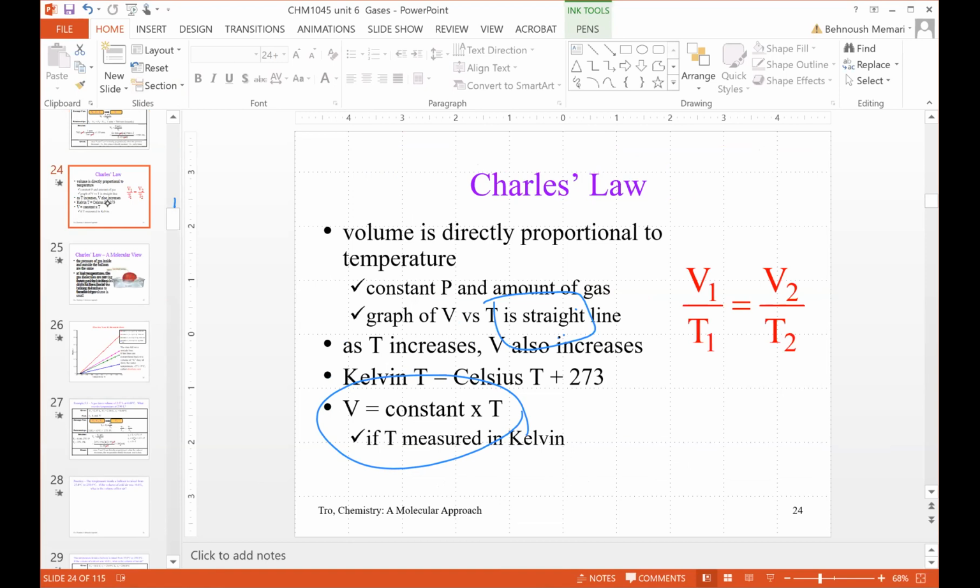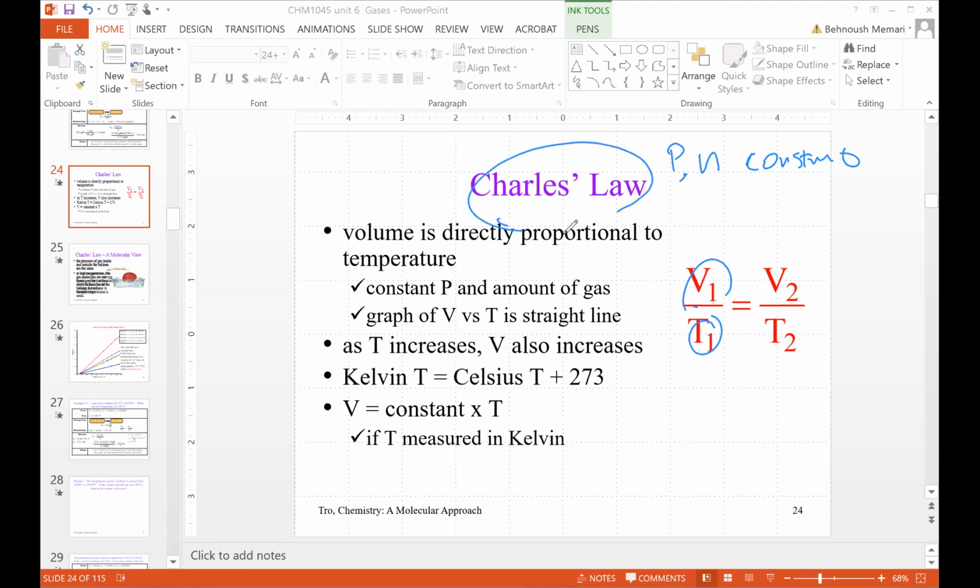Charles's law. Boyle's law, P1 V1 equals P2 V2, is used under constant temperature and constant number of moles. They don't change. For Charles's law, pressure and number of moles are constant. You only have the volume and temperature. So pressure and n are constant. Pressure and number of moles must stay constant in order to use Charles's law.